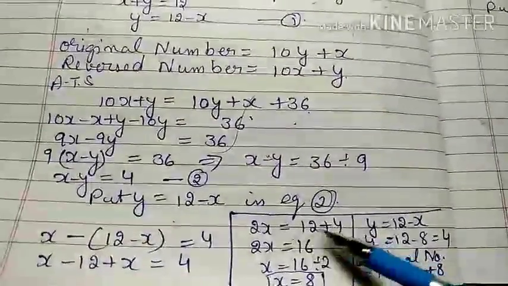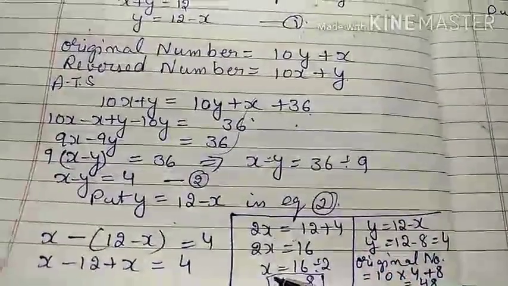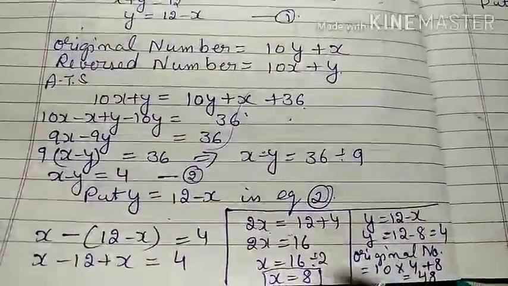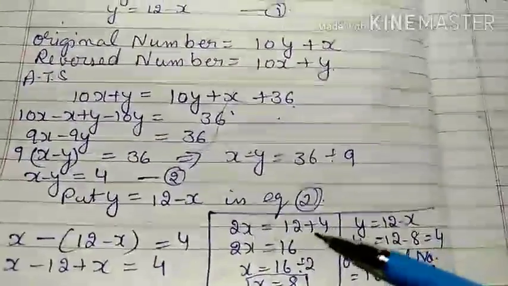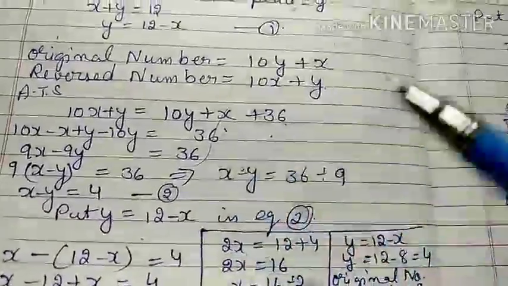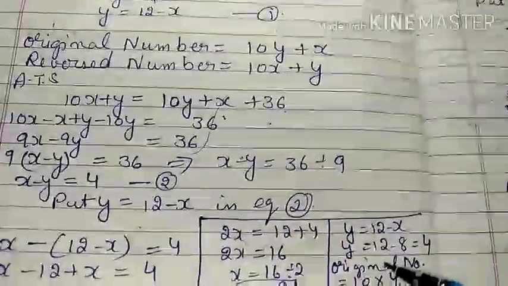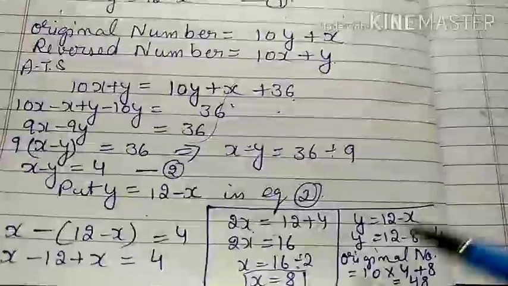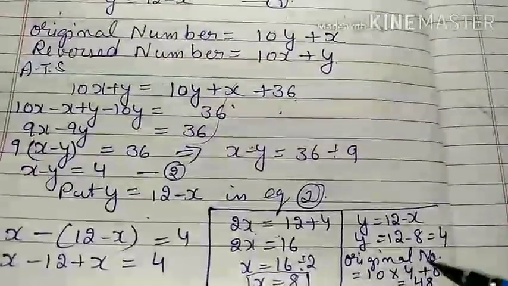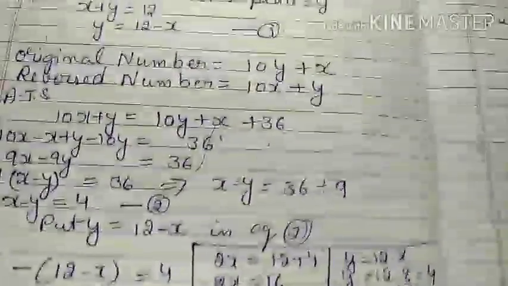2x is equal to 12 plus 4. 2x is equal to 16. x is 16 divided by 2 and x is equal to 8. Similarly, if you find the x value, the same x value is substituted in y. y is equal to 12 minus 8, that gives you 4. And when you replace the value, your original number will be 10 into 4 plus 8.